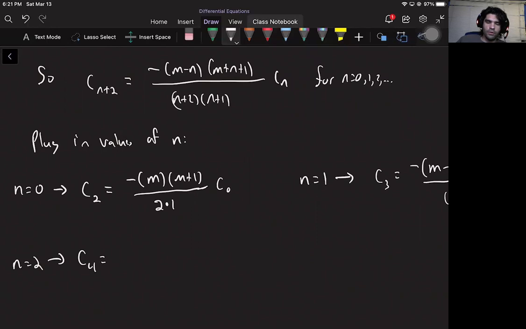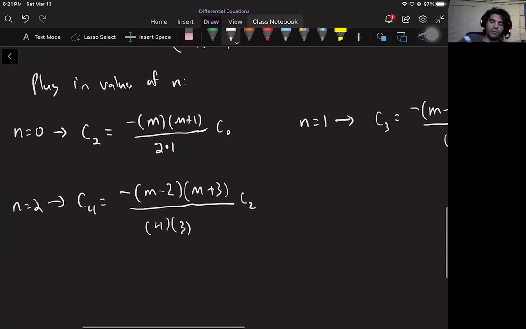So 2 plus 2 is 4, so that's why this is telling me C4. Negative m minus 2, m plus 3. And this is 3. It's 2 plus 1. Sorry, no, 2 plus 2 is 4. Oops. Be very careful. And then 2 plus 1 is 3. C2, but then we already know C2 in terms of C0.